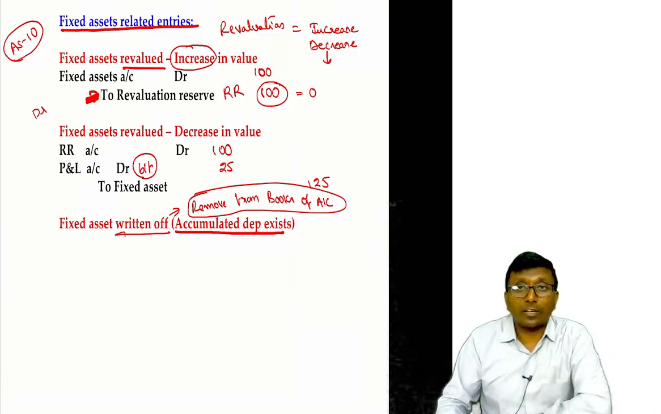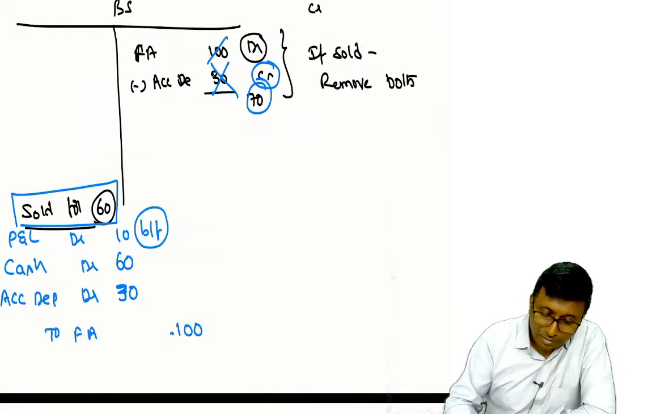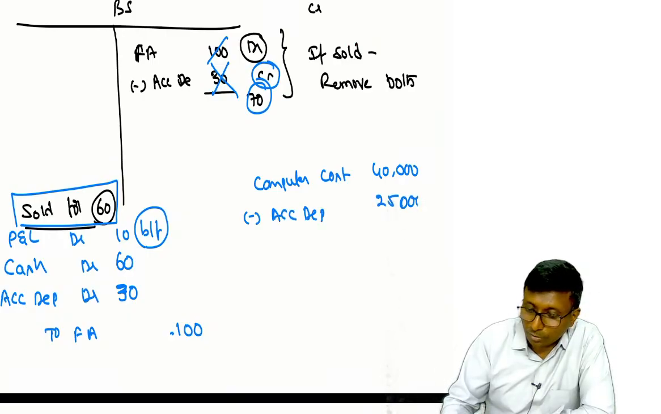How do you write off? Very simple. Example, there is a computer. What is your cost? Sir, I bought the computer for 40,000 rupees. So far, accumulated depreciation, how much? Accumulated depreciation is 25,000 rupees. So the book value is equal to 15,000.